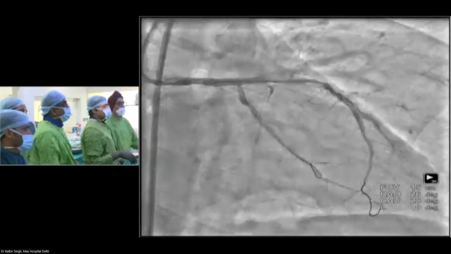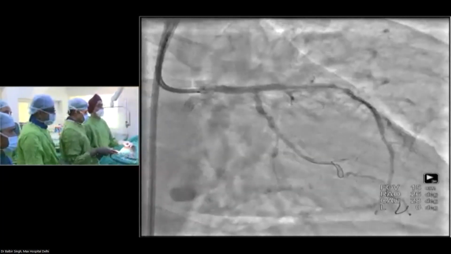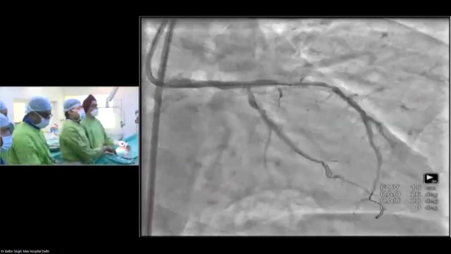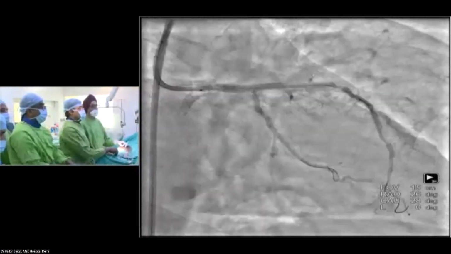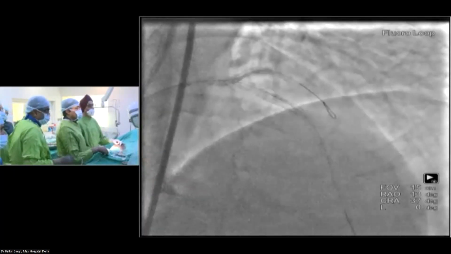Okay. So we left you at this point. You see, we have optimized the LAD stent. It's much better than what you saw. I showed you the imaging after this optimization. That distal left main looks so much better now after you've potted it.